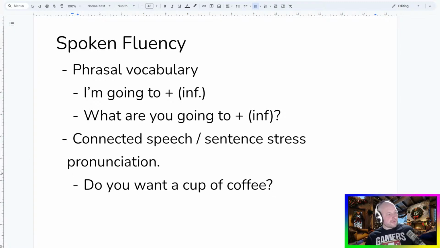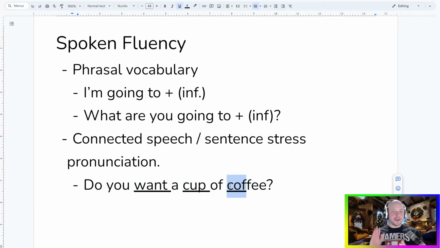Do you want a cup of coffee? Do you want a cup of coffee? All right, so a bit of connected speech, pronunciation, and sentence stress. What else do we need for spoken fluency?